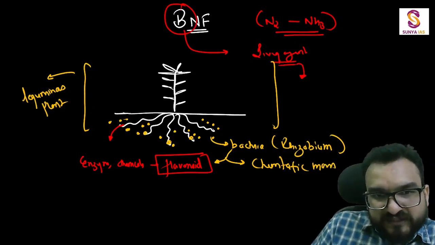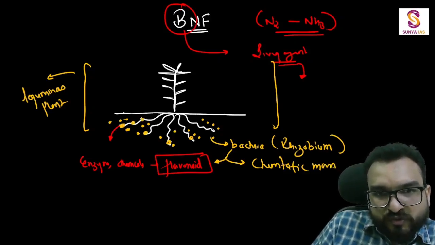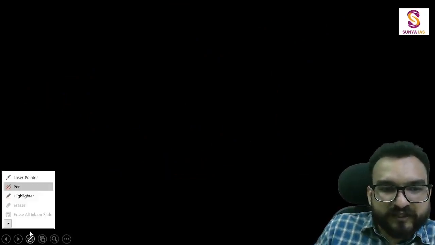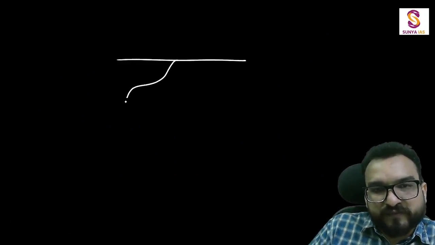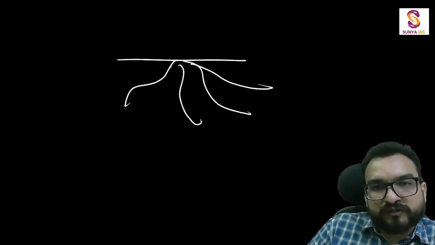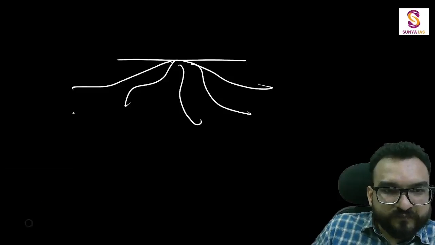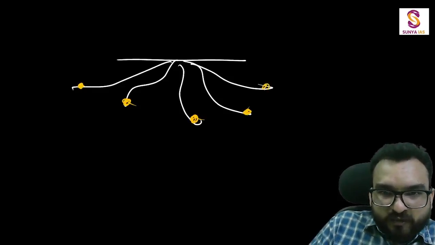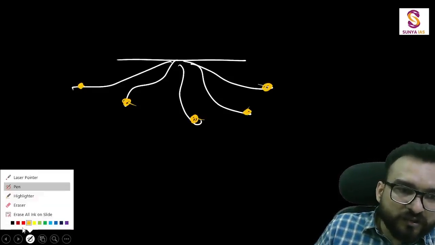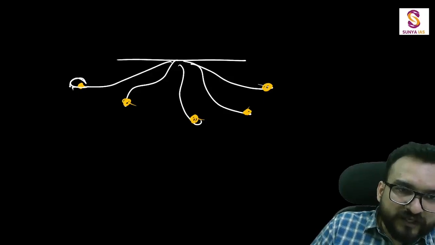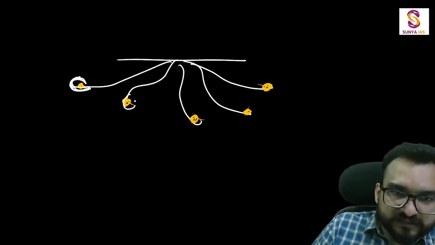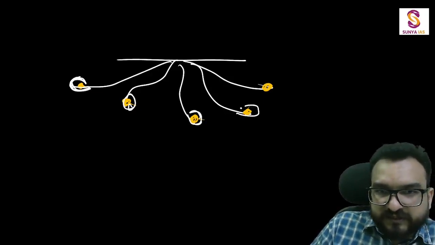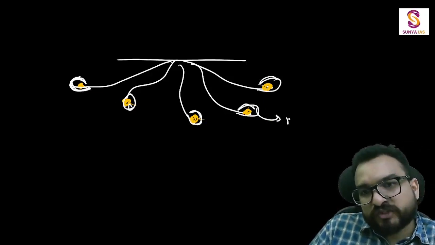Now these bacteria will come near the roots like this. And what will they do? Now they are going to play a major role. Over here you see the roots, and these bacteria are attached to it. Now these roots will start curling and enclosing these bacteria like this, like this, like this. And this is known as nodule formation.